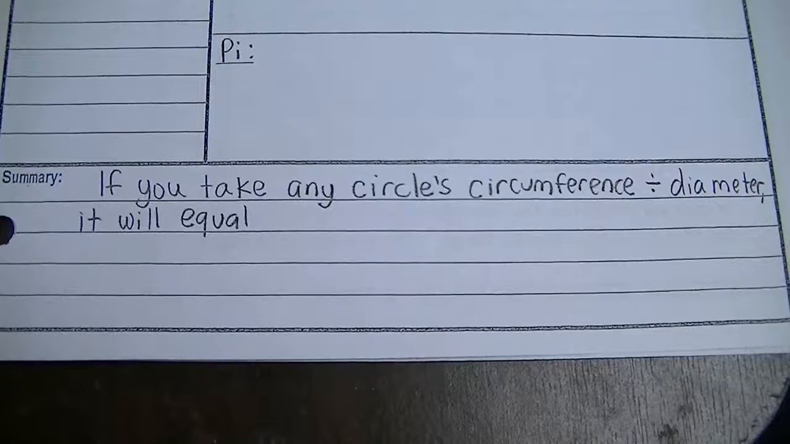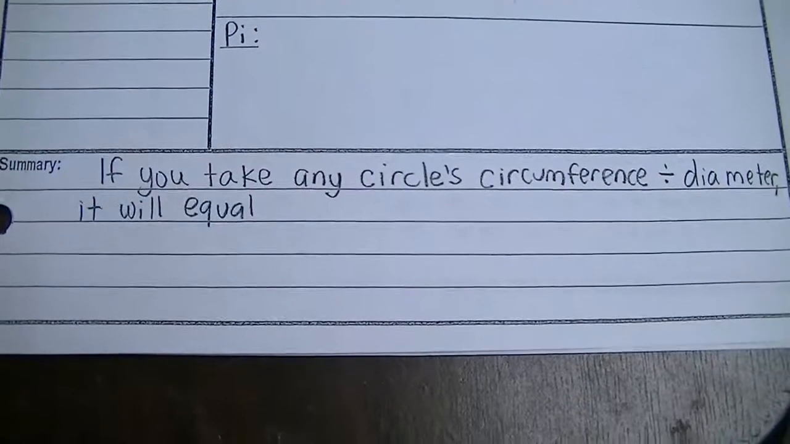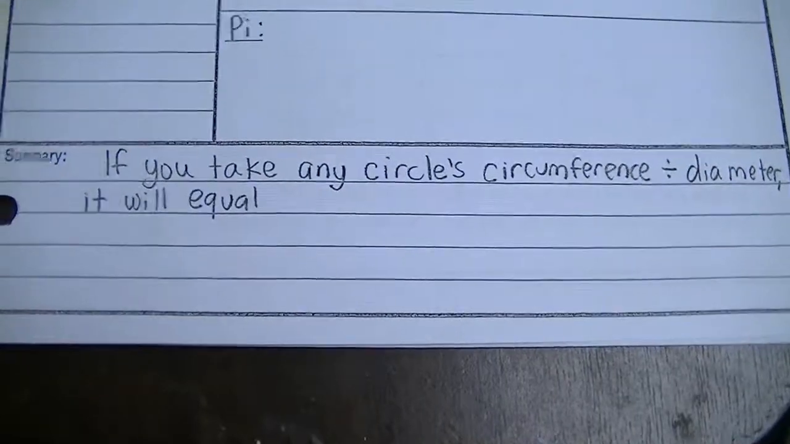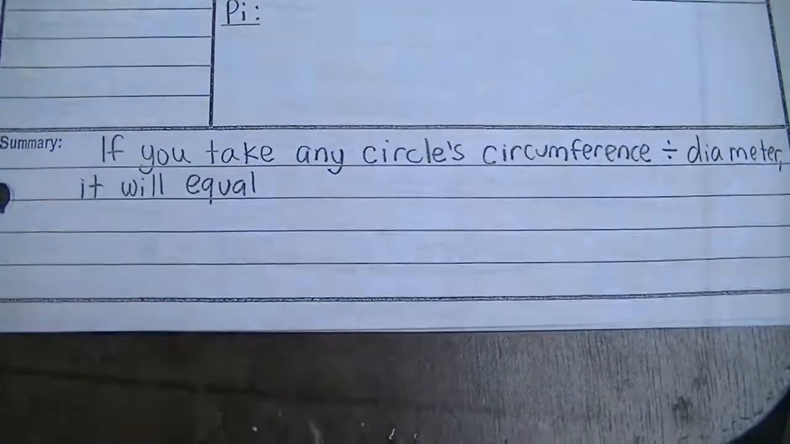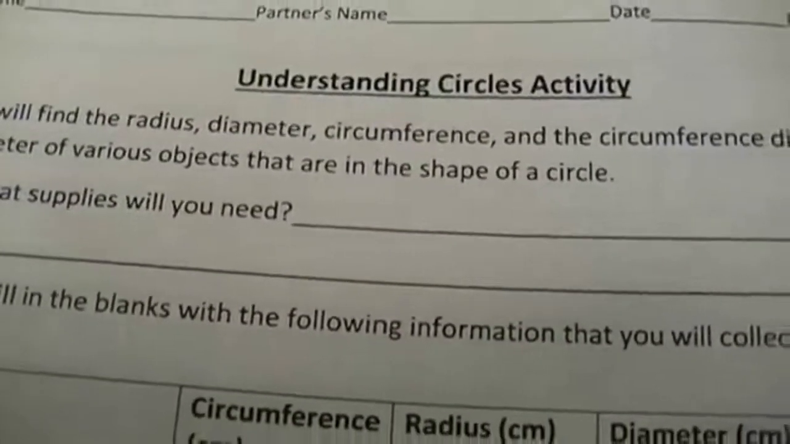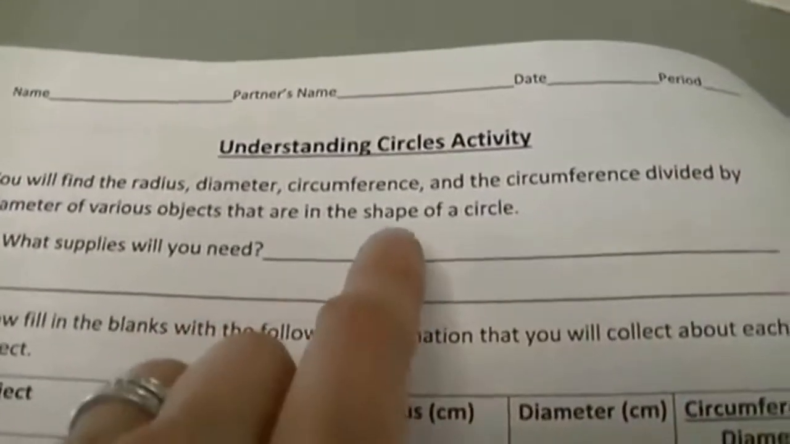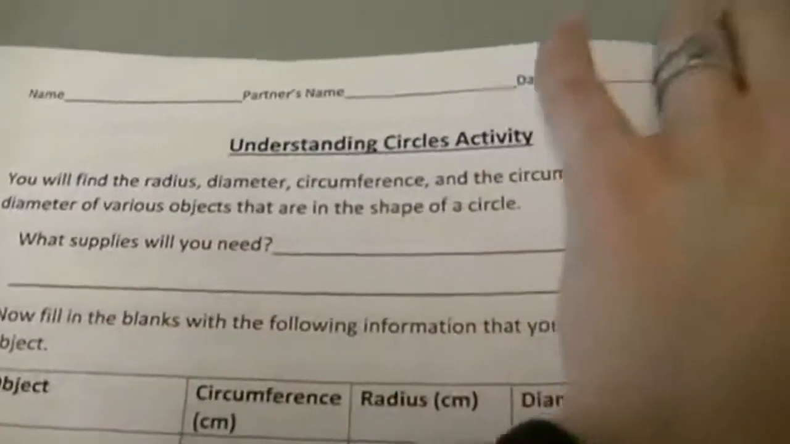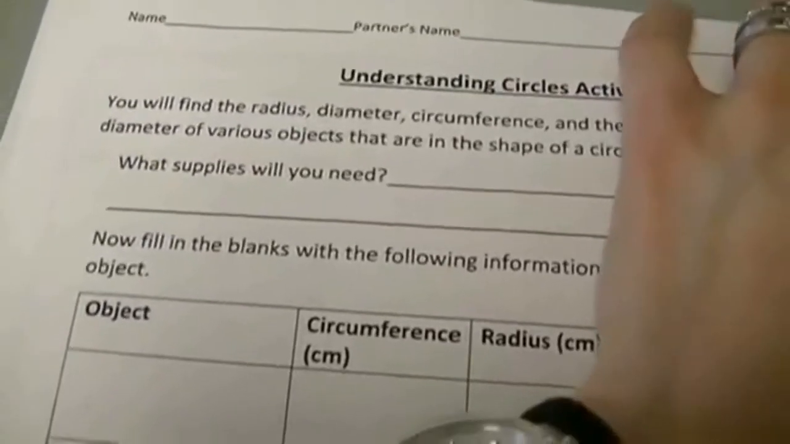For your summary, I want you to complete this sentence. If you take any circle's circumference and divide it by its diameter, it will equal... Okay. Now we're going to do an activity. You will find the radius, diameter, and circumference, and the circumference divided by the diameter of various objects that are in the shape of a circle.